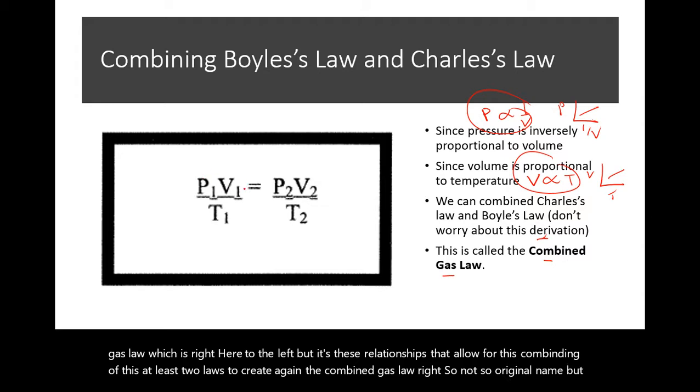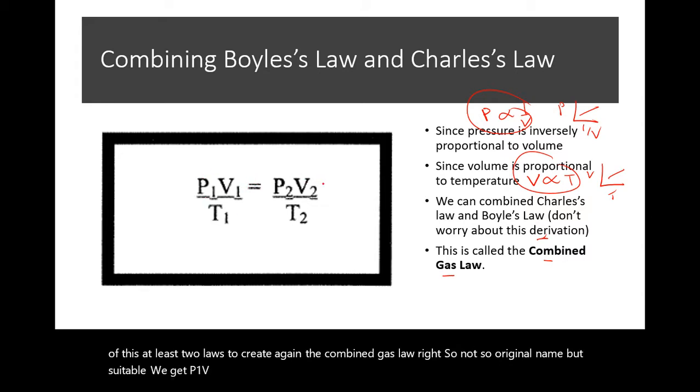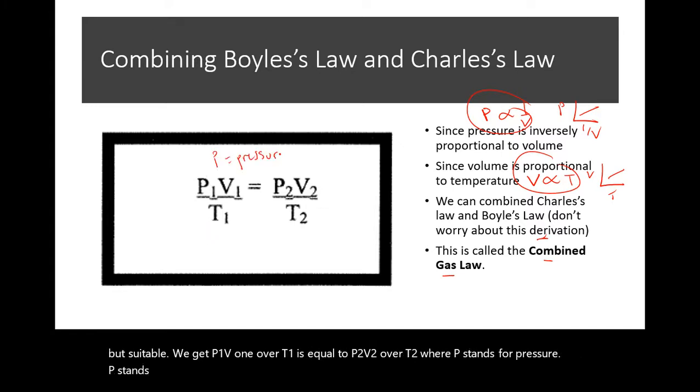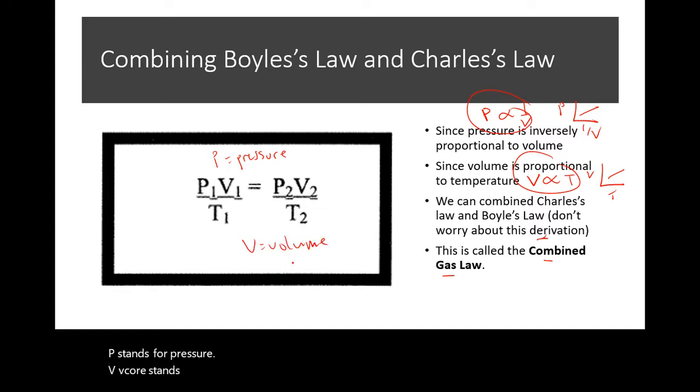We get P1V1 over T1 is equal to P2V2 over T2, where P stands for pressure, V, of course, stands for volume, and T stands for temperature.